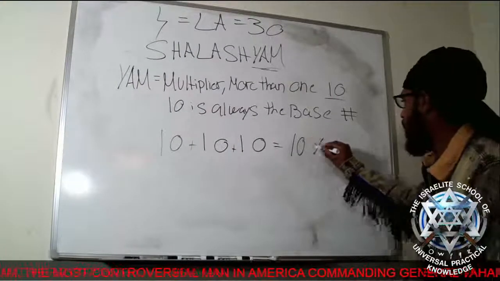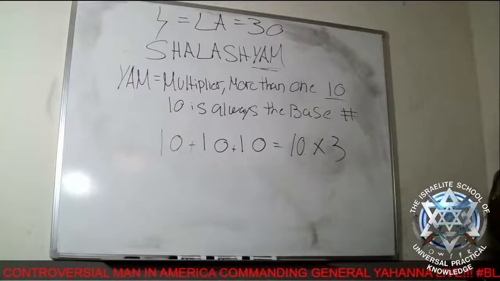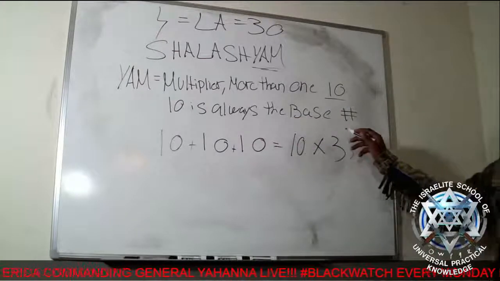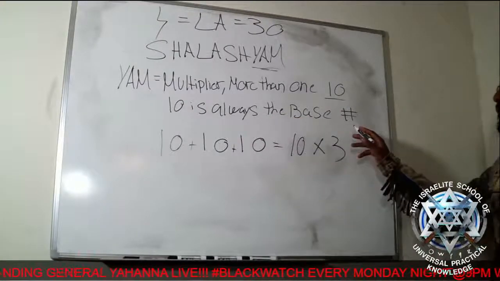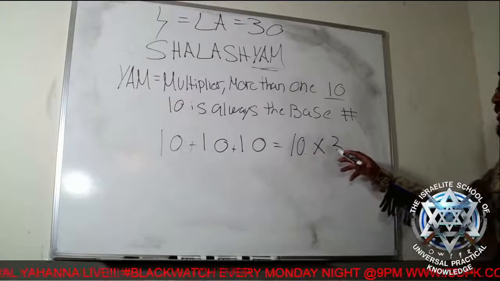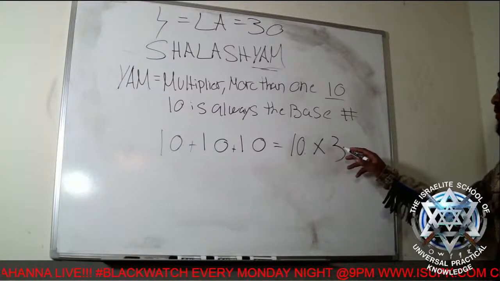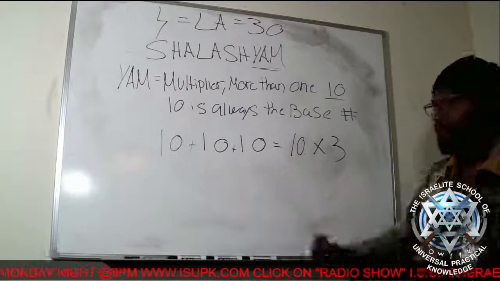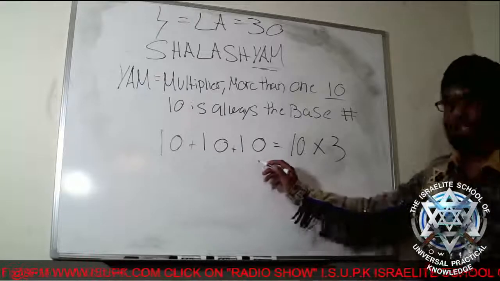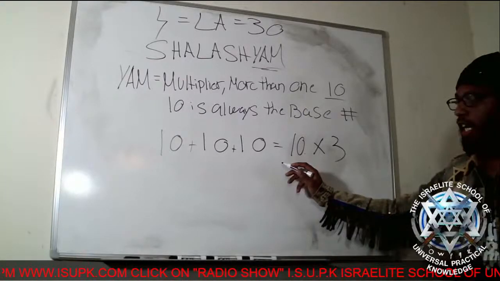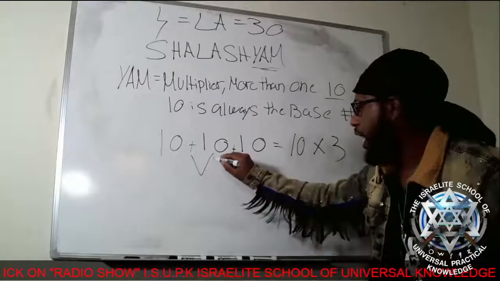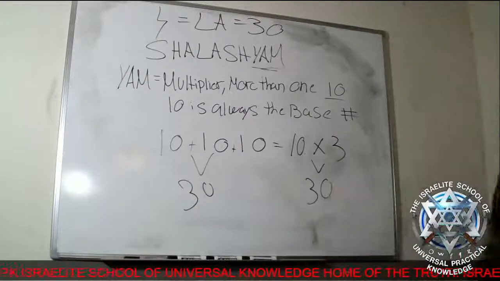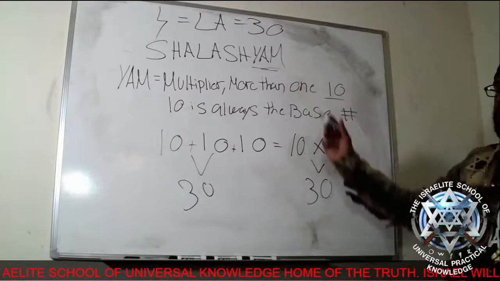10 times 3. Why do I say that? Because remember, 10 is always the base number. So you do 10 times 3. Where do I get the 3 from? Well, the 3 is from the 3 10s. So 10 plus 10 plus 10 is equal to 10 times 3. Well, how can we prove it? That equals 30. That also equals 30. And that's how you get shalashim.